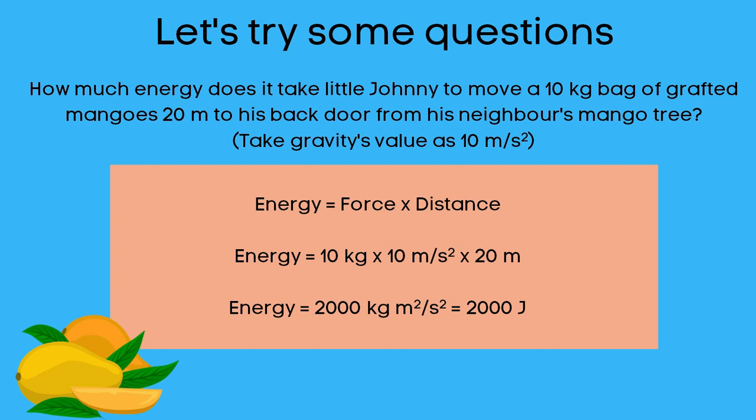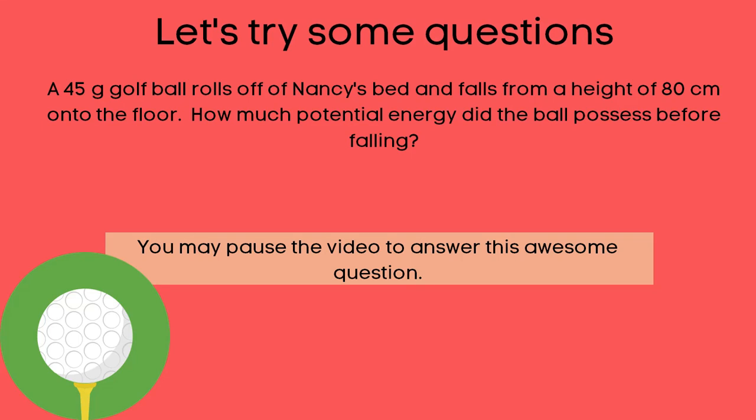Well, if energy is equal to force times distance, then you just plug it in. Remember, you have to convert the mass of the mangoes to weight. Okay? So you have to multiply by 10 meters per second squared, and then you multiply by 20 meters. You get a whopping 2,000 kilogram meters squared per second squared, which is equivalent to 2,000 joules. You may write 2 kilojoules if you wish.